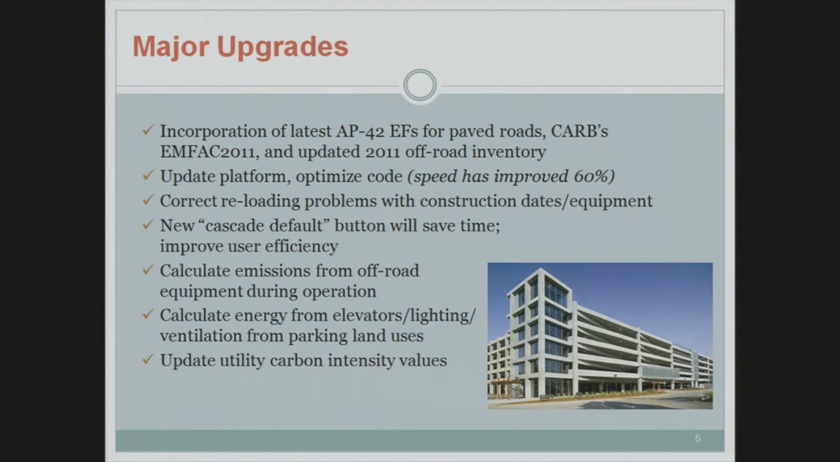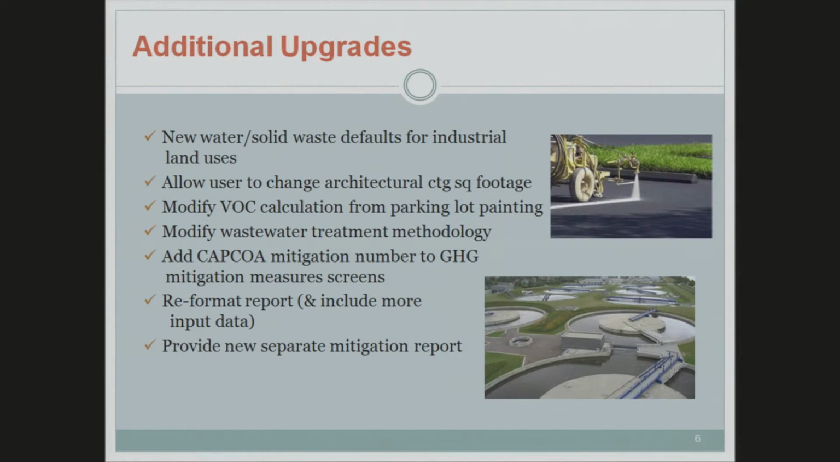We also calculated off-road equipment used during the operation of a project. So that would be like if you have a warehouse and you're using forklifts, now the model can go ahead and calculate those emissions from those off-road equipment used during the operational phase. Someone had an interesting idea about parking lots, because parking lots tend to have elevators, they tend to have ventilation, lighting, things like that, and whether we could calculate the energy impacts from those sources. And so that's also incorporated, as well as updating certain default values.